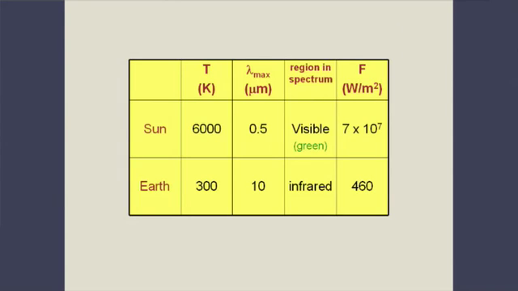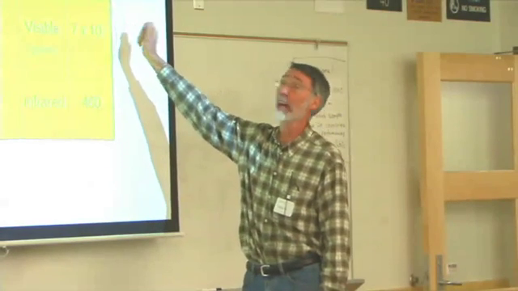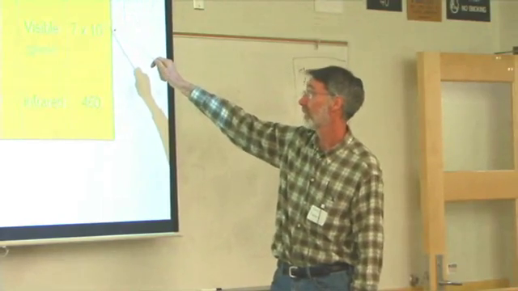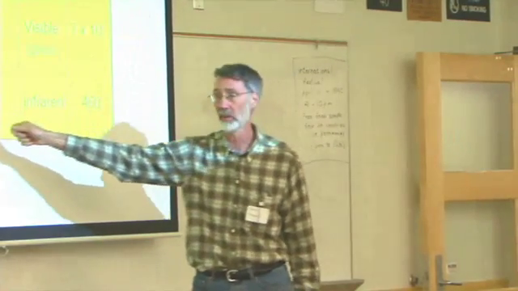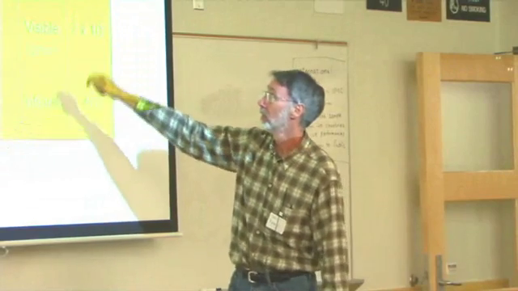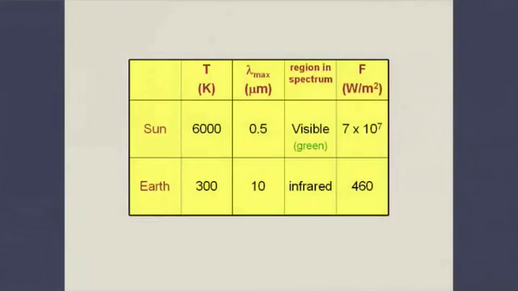All right, I just summarized this here. The Sun is 6,000 K. The wavelength is about half a micron, very small. It's visible. The Sun is green. I know it doesn't look green, but its peak in the frequency is green. And the amount of flux coming from the Sun is 7 times 10 to the 7th watts per meter squared. The Earth is around 300 Kelvin. The peak of the wavelength is about 10 microns. It's in the infrared, and the flux is on the order of 460 watts per meter squared. Okay, next slide.